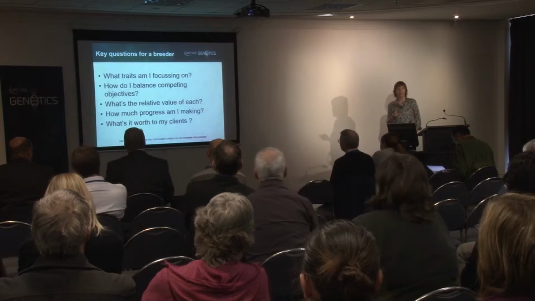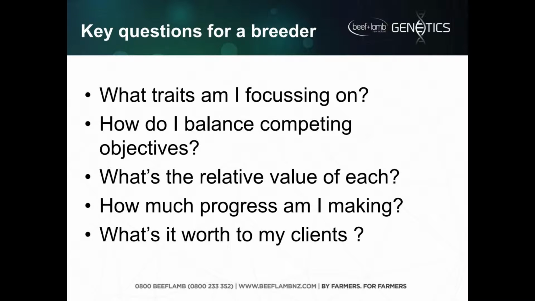So I'm probably going to deviate a little bit from what was in the paper, but it's a bit of a talk through the economics of breeding, and really it's all about what are the key questions that a breeder has to answer. So if I'm a sheep breeder and I want to sell rams to commercial farmers, what traits am I focusing on? Is parasite resistance a problem for me? What about reproduction? What do my ram buyers want? But then once I've decided that, I have to look at how I balance competing objectives. What's the relative value of each of those objectives, and then how much progress am I making and what's it worth?